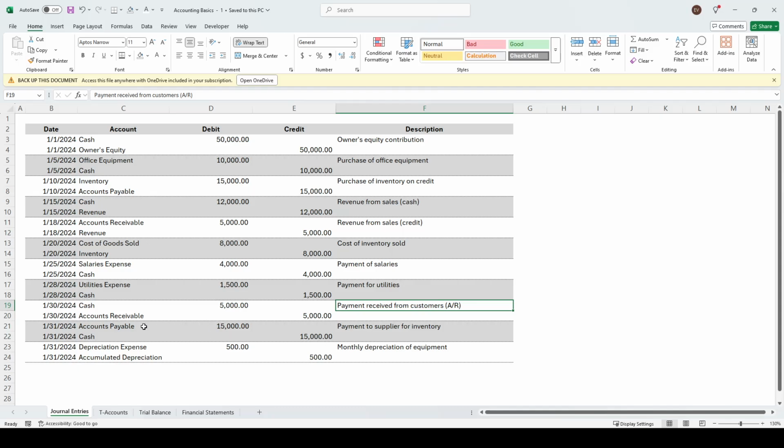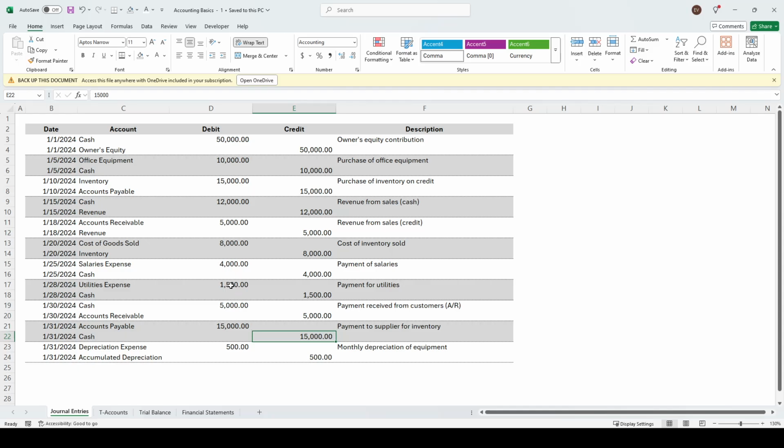The next entry we have here is a payment to supplier for inventory. So here we owed some money to supplier vendors, and so the business had to pay $15,000 for those balances, and so you will see a decrease in cash in the amount of $15,000.